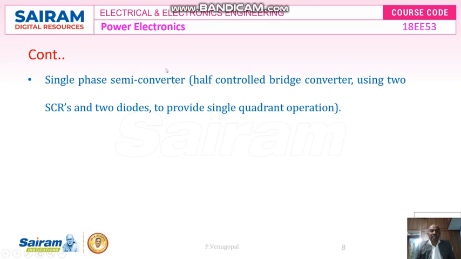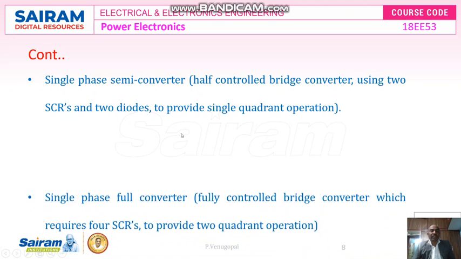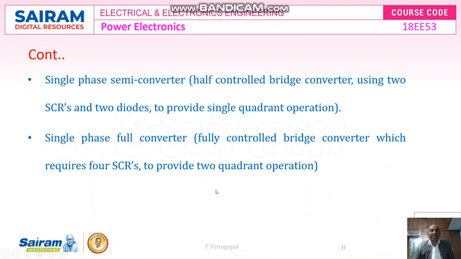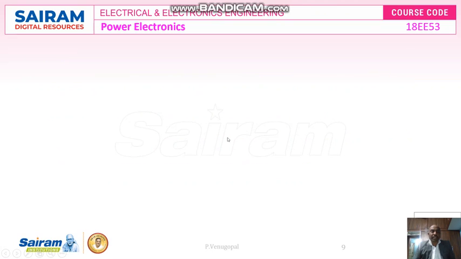We can also classify the single phase control rectifier as a semi converter, a half controlled bridge converter using two SCRs and two diodes. Here the bridge circuit consists of two thyristors and two diodes to provide single quadrant operation, which is called a single phase semi converter. Similarly, the single phase full converter, a fully controlled bridge converter, requires four SCRs to provide two quadrant operation.